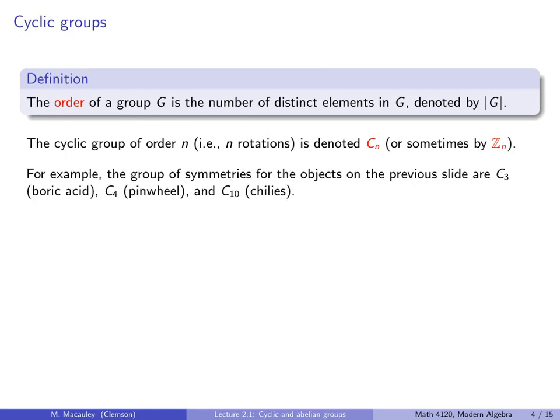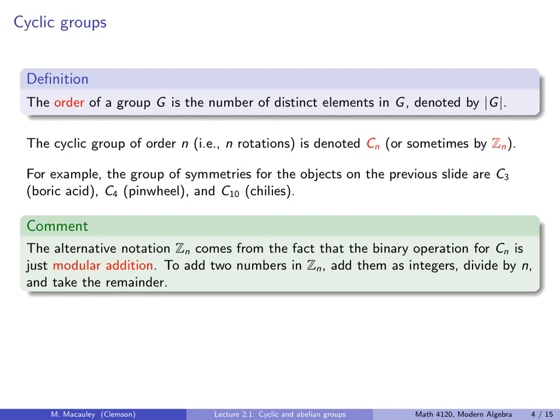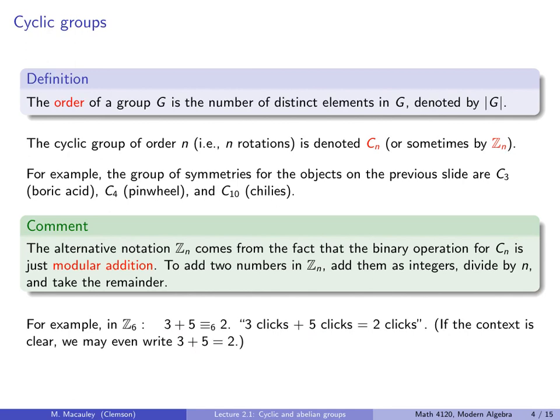For example, the groups of symmetries for the objects on the previous slide are C3, that's the boric acid, C4 for the pinwheel, and C10 for the chilies. One quick comment, the alternative notation Zn for this group comes from the fact that the binary operation for the cyclic group can be thought of as modular addition. So to add two numbers in Zn, add them as integers, divide by n, and take the remainder. For example, in Z6, 3 plus 5 equals 2, and you can think of this as 3 clicks plus 5 clicks equals 2 clicks. If the context is clear, we may even write 3 plus 5 equals 2.